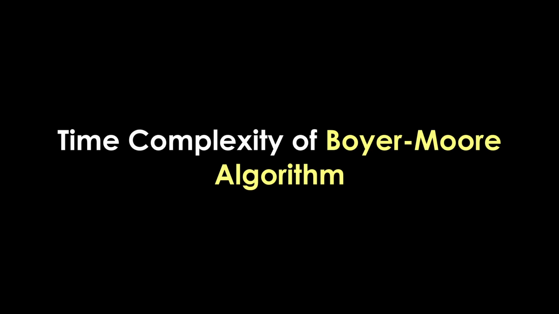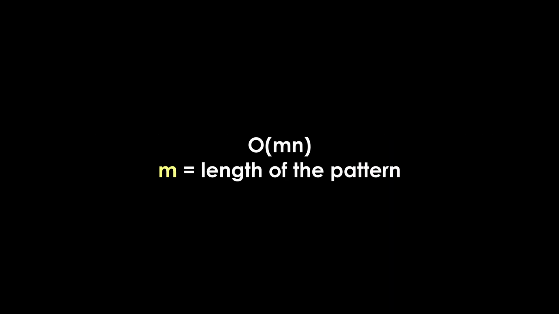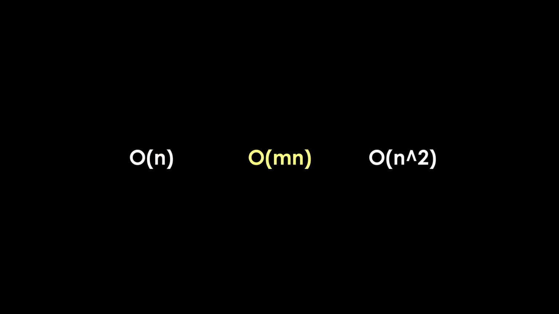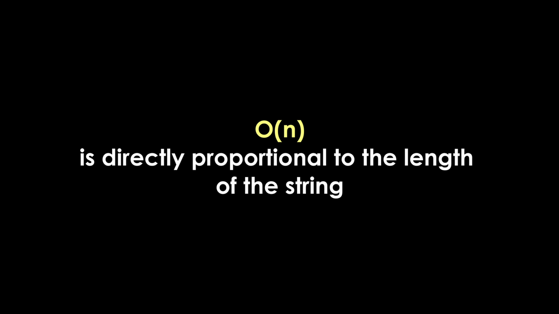For the time complexity of Boyer-Moore, it is represented as big O of mn, where m is the length of the pattern. This can be considered as somewhere in between linear and quadratic time. This occurs when all the characters of the text and pattern are the same. While for the time complexity of the Hamming edit distance algorithm, it is big O of n, or linear time. The time complexity of the algorithm is directly proportional to the length of the string.